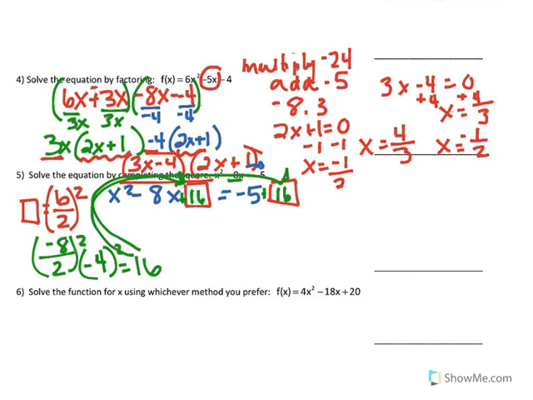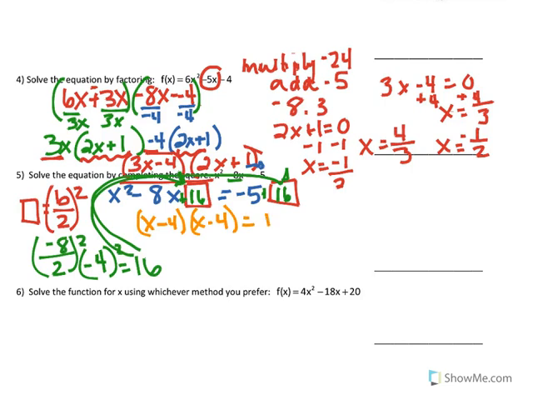So we have to look at this as what multiplies to get 16 but then adds to get negative 8. So we know that it's going to be x minus 4 and x minus 4. This is always going to be a perfect square, so keep that in mind. And then we're going to simplify this over here.